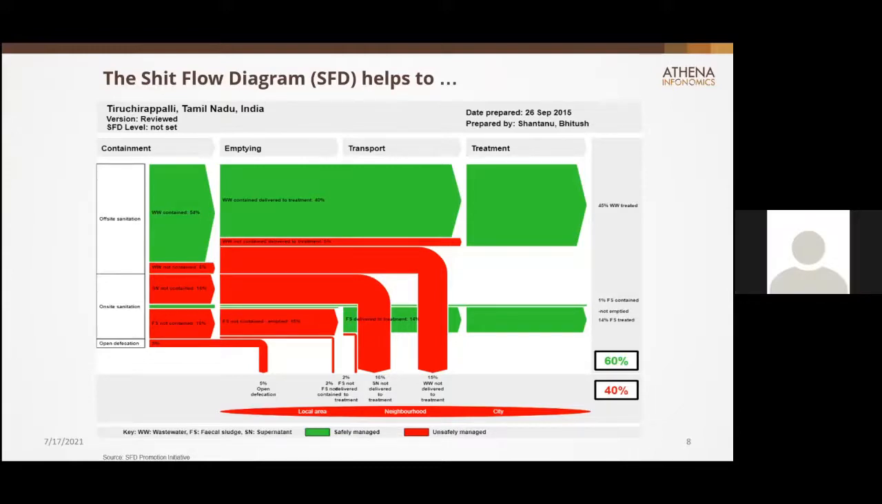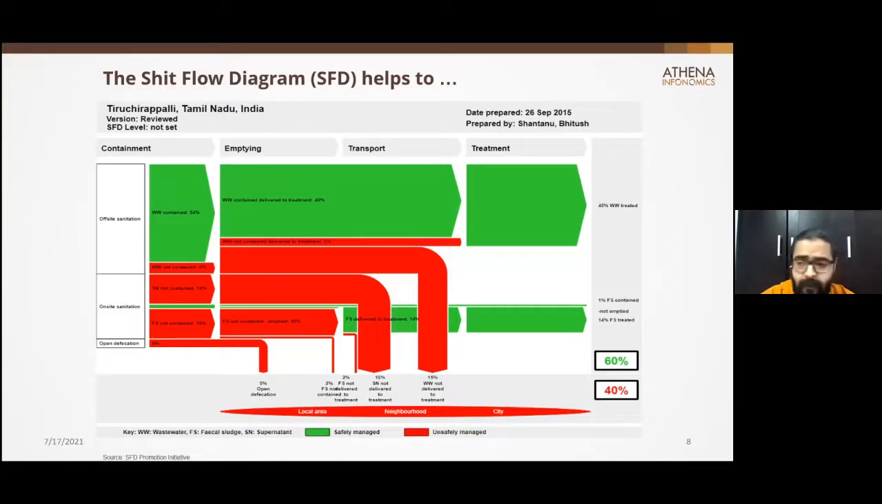Just here, I just wanted to understand one thing. When you are saying supernatant not contained 16%, so 16% entirely was going into the open drain. So there were no soak pits, nothing there where it can be considered safely disposed, the supernatant.